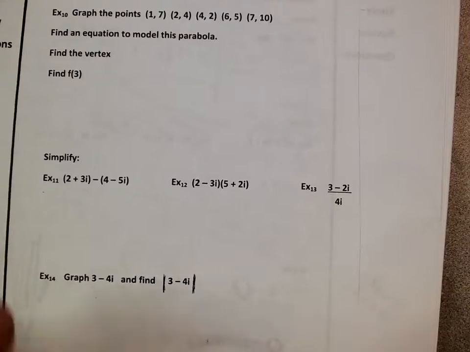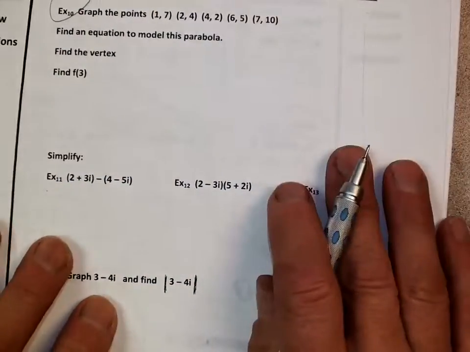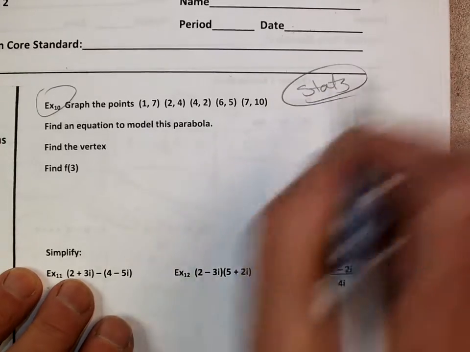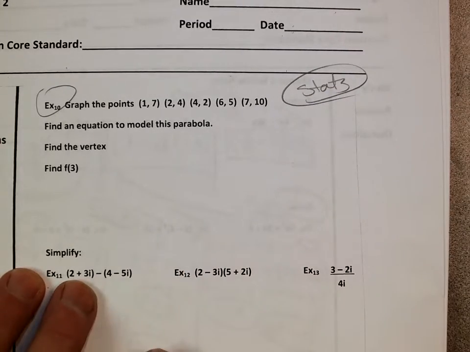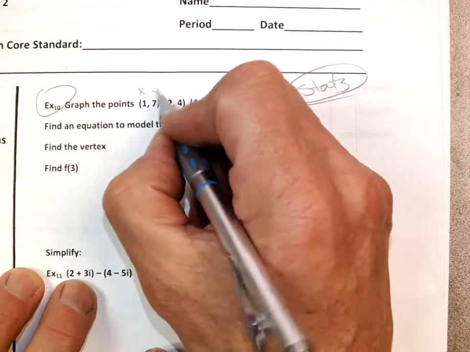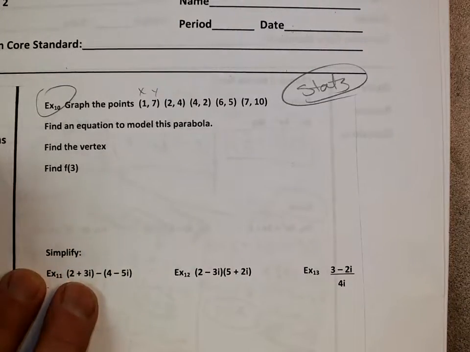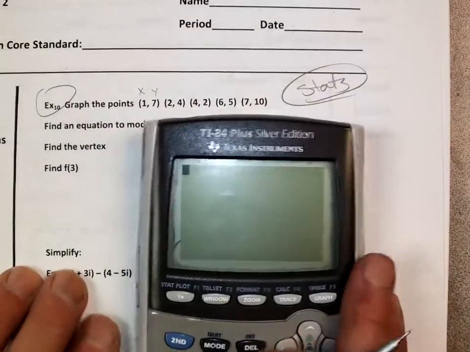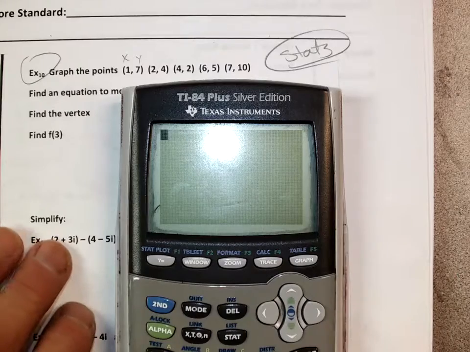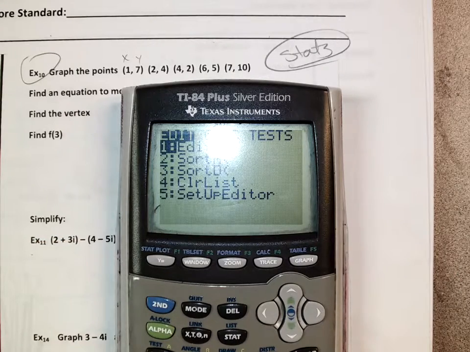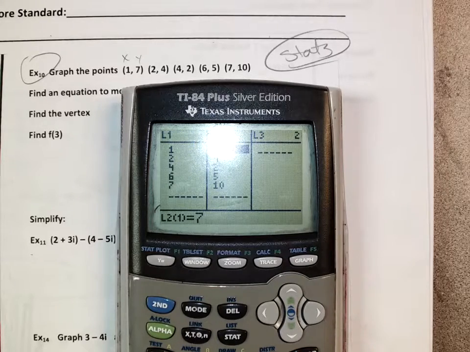Okay, example 10. We are going to use our stats. You guys ready? This is not hard. X's and Y's. Okay? So, in my calculator, you ready? We're going to go to stat. We want to go to edit.